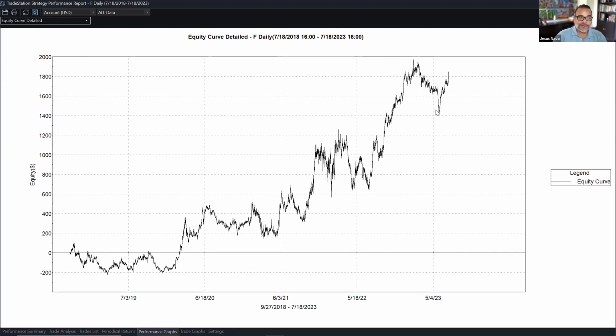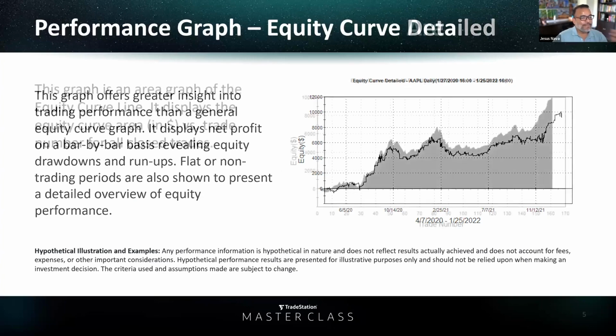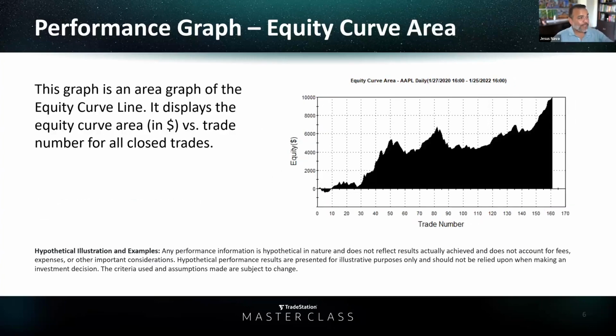And that's represented here in the detailed graph, because rather than giving you P&L from close trade to close trade, it gives you the P&L every single bar of the historical chart. All right. But they're very similar in the way that they're represented. On my PowerPoint, the next graph is the equity curve area. Very similar in nature. This is just different ways of representing the same thing. This is our equity curve line, just represented as an area graph. That's all that it is.